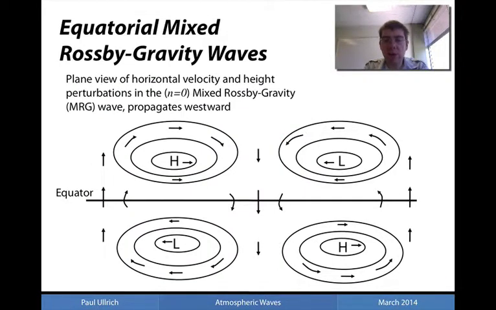Mixed Rossby-gravity waves have the behavior which is shown here. They're asymmetric about the equator, hence exhibiting high pressure to the north and low pressure to the south, or vice versa, as well as meridional velocities which are non-zero at the equator. The zonal velocities are positive around the high pressure region and negative around the low pressure region. These waves then propagate westward relative to the flow.